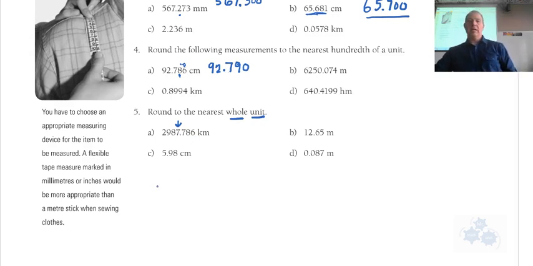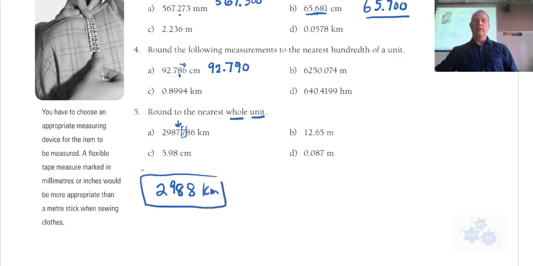So that's going to be, is that closer to 2987 or 2988? You bet, 2988. And that's because I looked at this 7 to the right of it, and it was greater than 5, so I bumped the first 7 up. Okay? And you should put your units there too. So that's for letter A.